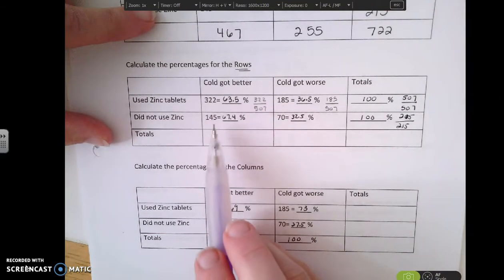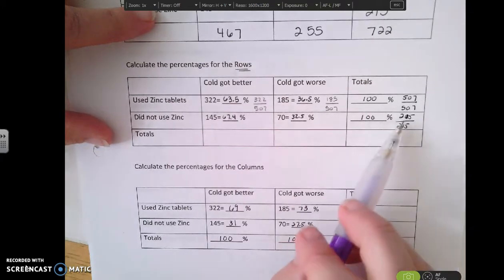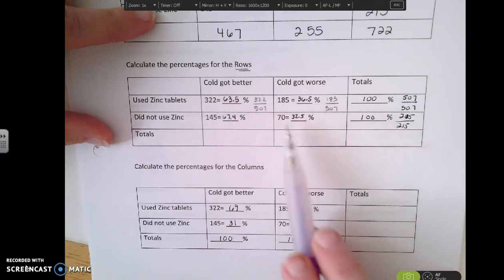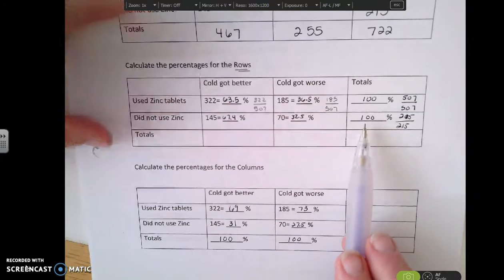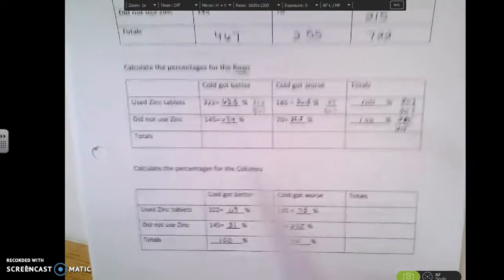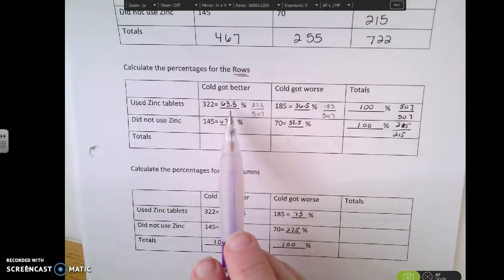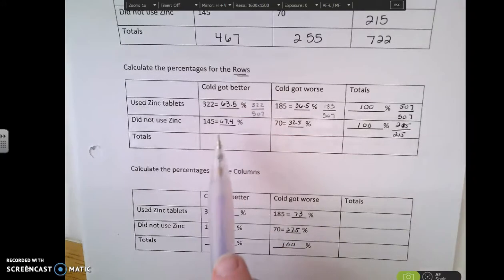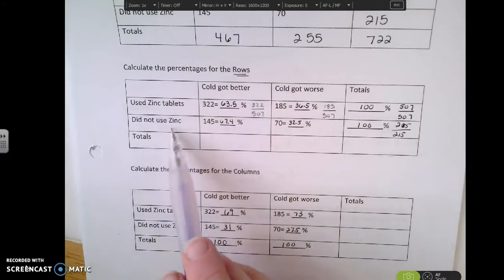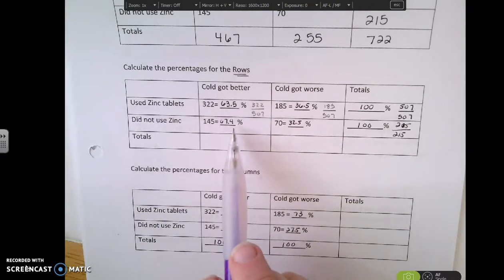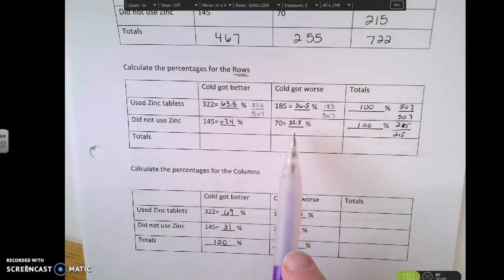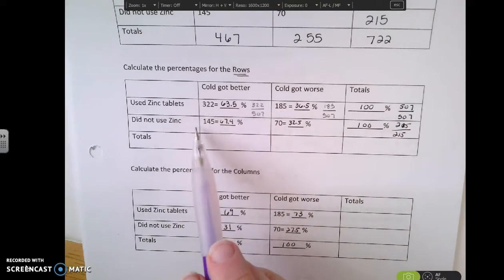And we're going to do the same thing here. So 145 divided by 215 equals 67.4%, and 70 divided by 215 is 32.5%, and that's 100% of the people. So when you look at these statistics, 63% of the people who used zinc tablets, their colds got better. 67% of the people who did not use zinc, their colds got better. So if you look at just those percentages, there's not really a strong conclusion that zinc helps or doesn't help.